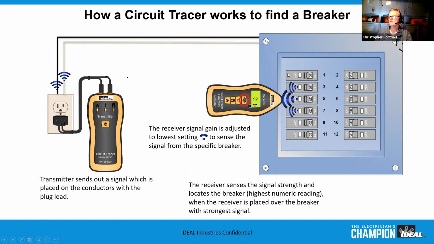And what we recommend is that the point at which the conductors come into the breaker is the best point to put the tracer, the receiver, and you just scan up and down, and the breaker with the highest signal is the actual breaker that the transmitter is tied to.